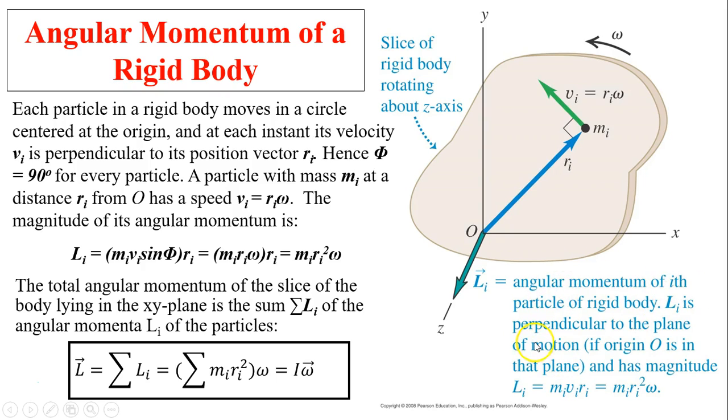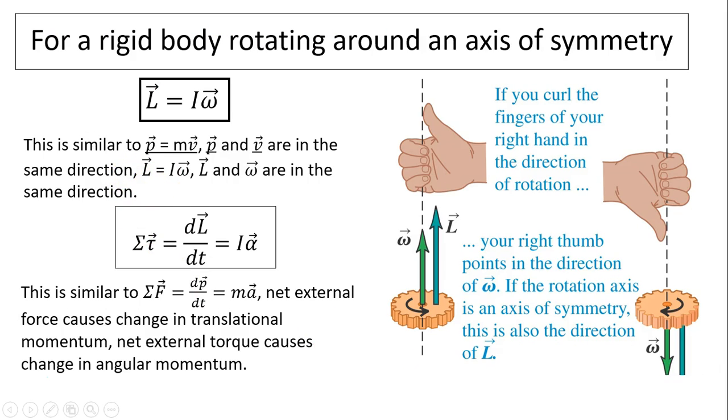So Li is the angular momentum of the ith particle of the rigid body. Li is perpendicular to the plane of the motion if origin O is in that plane, and has a magnitude of mi Ri squared times omega. So for all the particles on this body, that equals I of the body times omega. Now for a body, we can add the L's for all the slices together, and what we get is the L for the whole body equals I times omega. This is kind of similar to p equals mv.